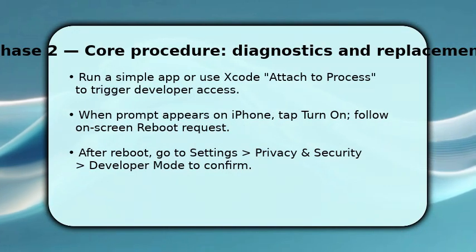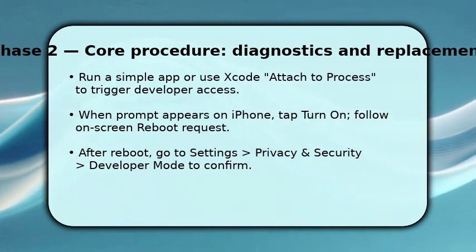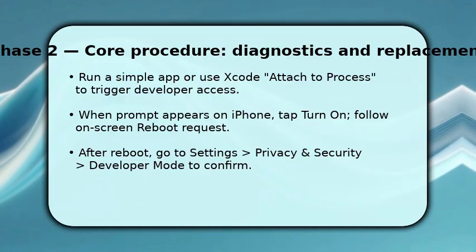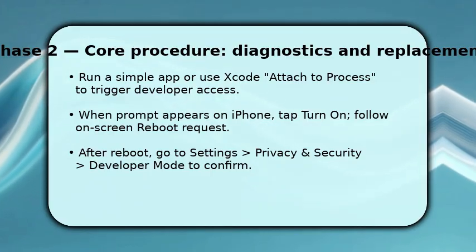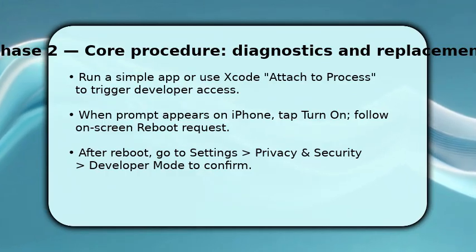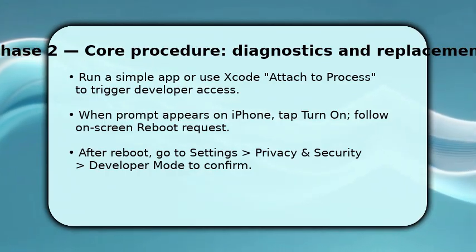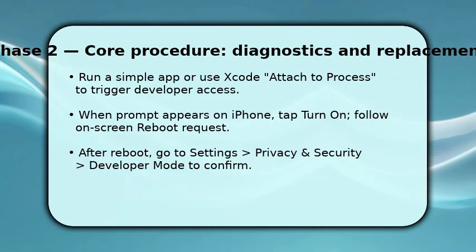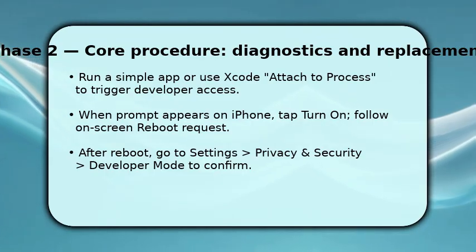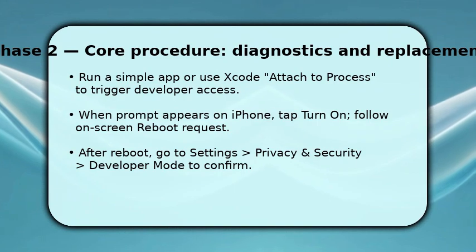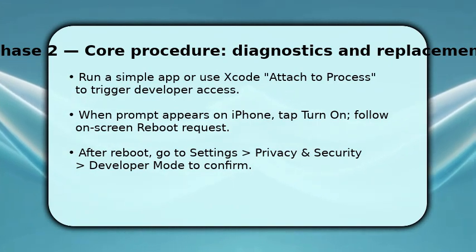Next, trigger developer mode by running a development build or using Xcode to attach a process. That action prompts iOS to offer developer mode. When the prompt appears on your iPhone, tap Turn On and accept the acknowledgement. The device will request a reboot to apply the change. After the restart, go to Settings, then Privacy and Security, and open Developer Mode to confirm it is enabled. This sequence ensures the system changes were authorized by you and tied to the connected Mac.